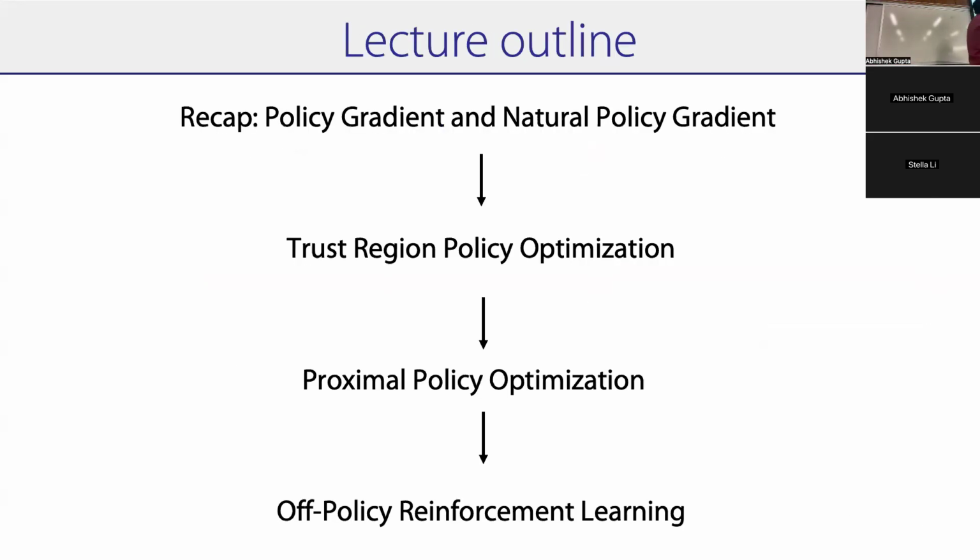So the structure of our class today is: we'll start by recapping policy gradient and natural policy gradient. Then we started doing trust region policy optimization a little bit, and we'll go through that in more detail. Then we'll cover PPO, or proximal policy optimization. And then we'll start studying off-policy RL if we have time.